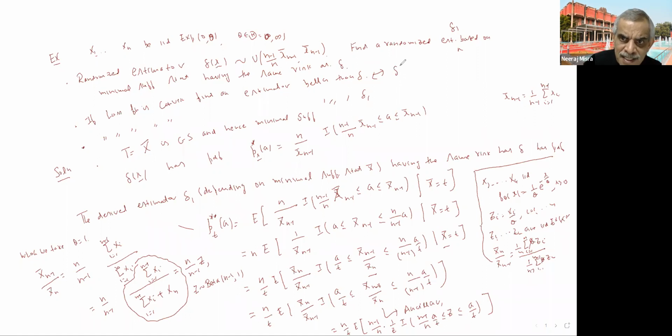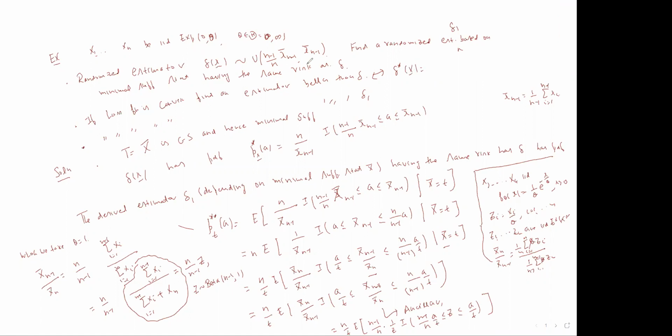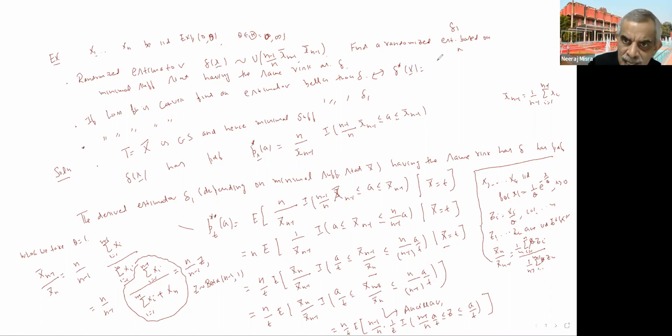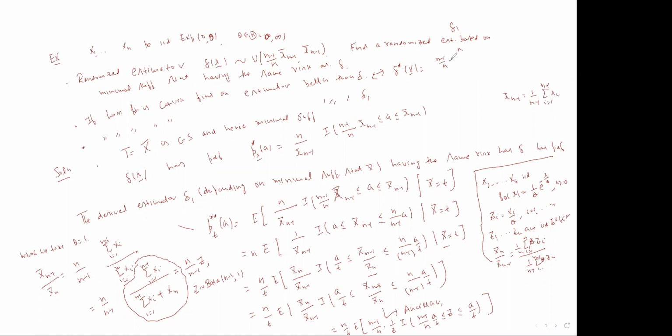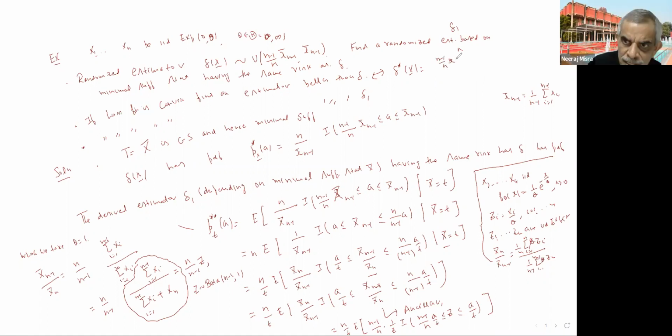So what is that estimator? It is a mean of Uniform(A, B). What is the mean of Uniform(A, B)? It is (A plus B) by 2. So (n minus 1) by n plus x bar n minus 1 plus x bar n minus 1, by 2. Is that okay? And how much does that become? (2n minus 1) by 2n x bar n minus 1. Is that okay?